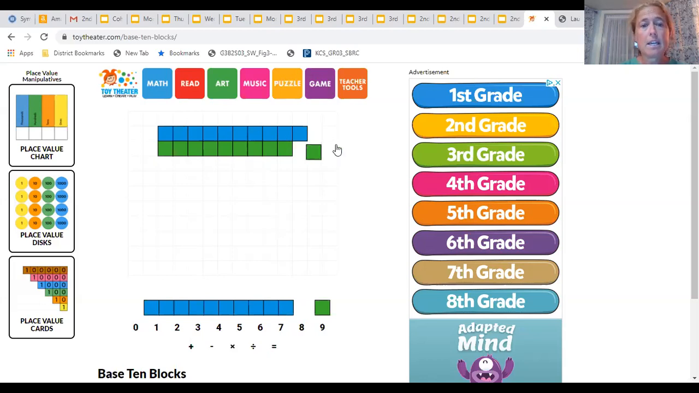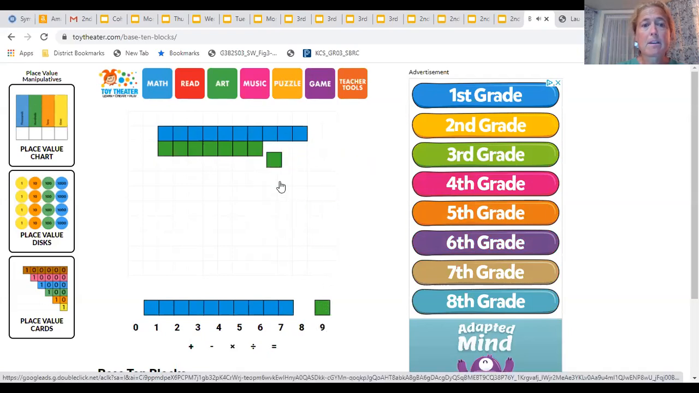So if I take these off, we can then create numbers using these base 10 blocks, which I know everyone has seen before. This is just basically a review of what you have done in first grade.